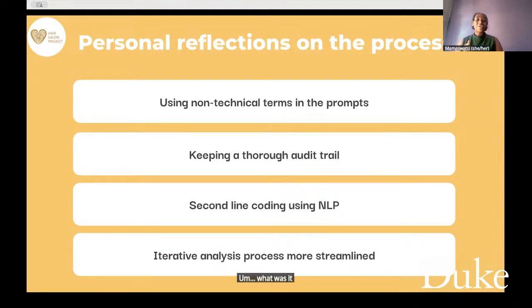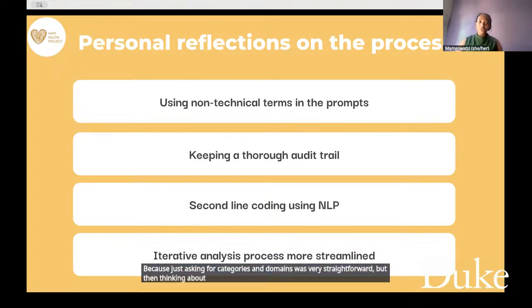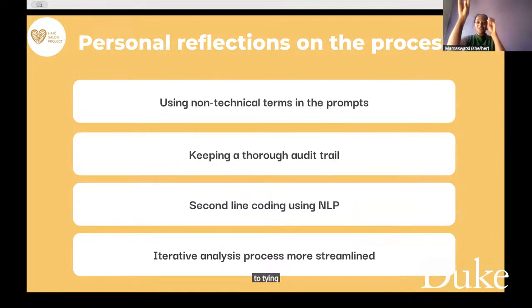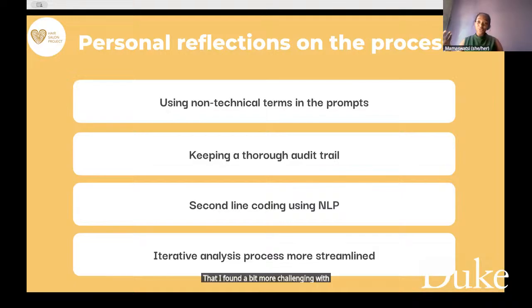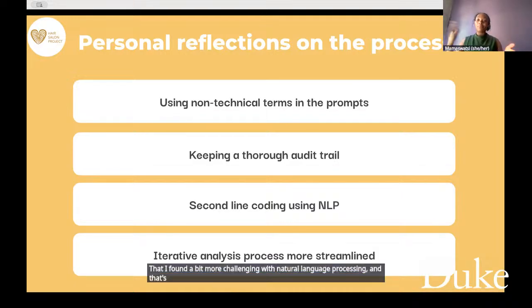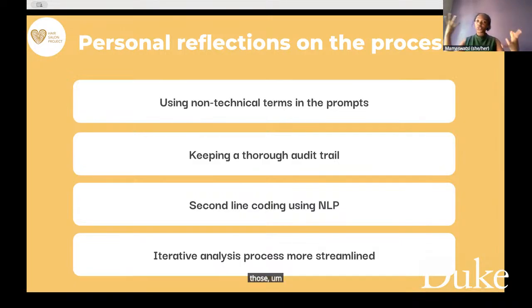I found second line coding a bit challenging with this process, because just asking for categories and domains was very straightforward. But then thinking about how to go from these domains and the summaries to tying the different categories together and seeing how they relate with each other, I found a bit more challenging with natural language processing. And that's where members of the team and I read through the analysis matrix to then build those conclusions that we used.